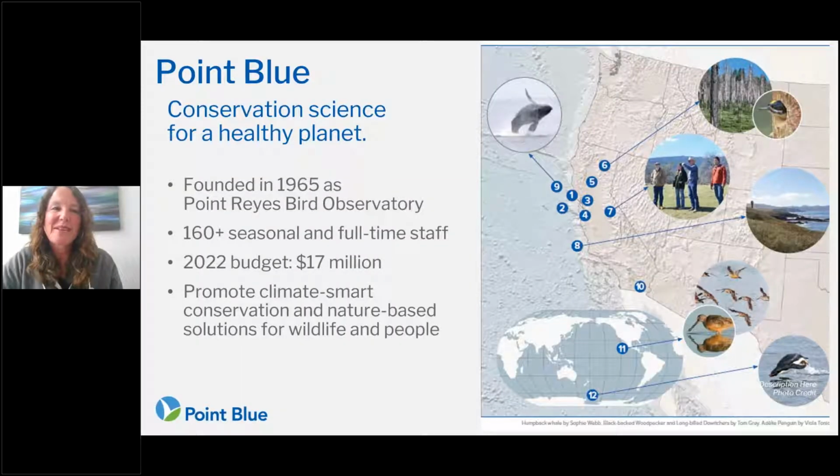Point Blue, first of all, we are a mid-sized, mission-driven conservation science nonprofit. We are based in California. We like to say that we work from Alaska to Antarctica and across California and the entire Pacific Flyway. So our staff consists of research scientists, restoration practitioners, data analysts and engineers, and educators. And so collectively, we are focused on science partnerships and outreach, working to promote climate smart conservation and nature-based solutions for wildlife and people.